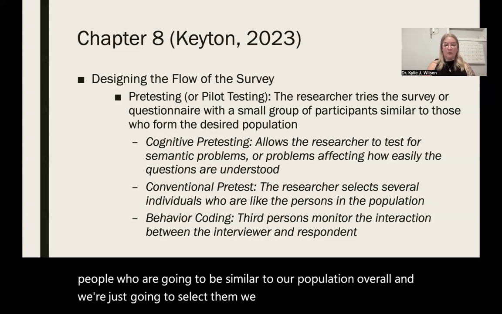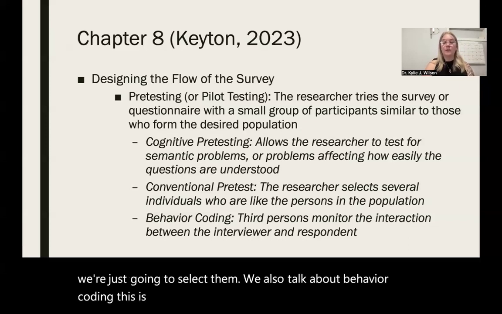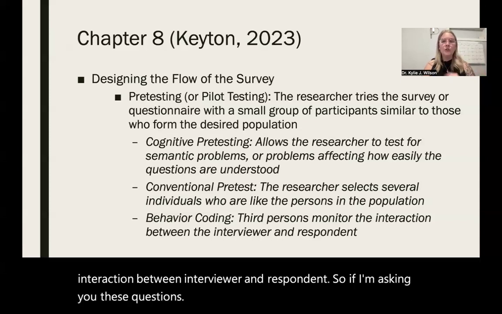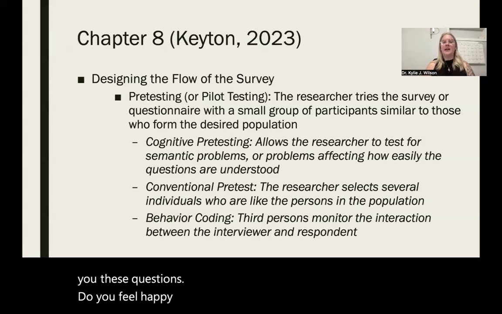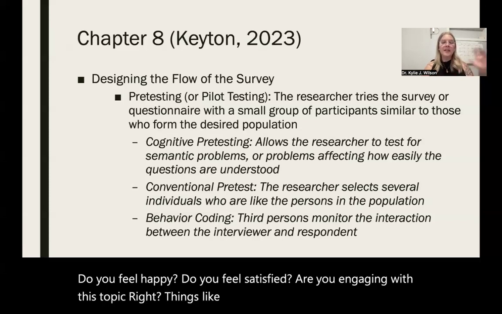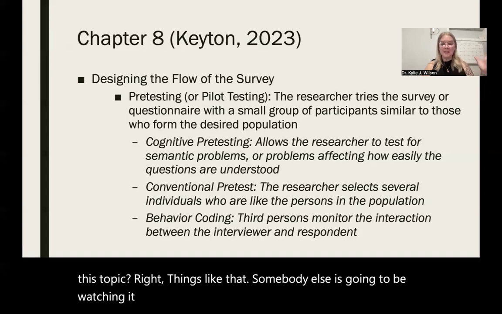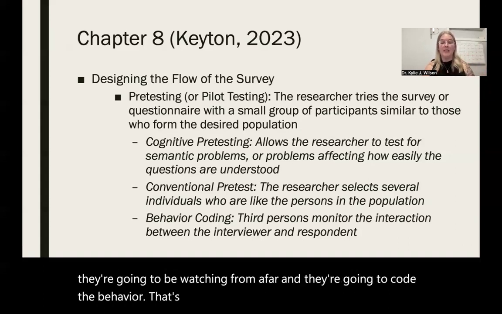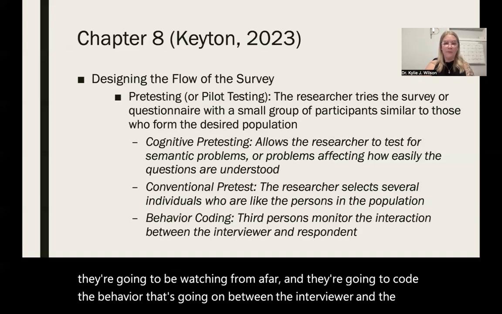We also talk about behavior coding. This is about third persons. They're going to monitor the interaction between interviewer and respondent. So if I'm asking you these questions, do you feel happy? Do you feel satisfied? Are you engaging with this topic, right? Things like that. Somebody else is going to be watching it from a distance, not necessarily a far distance, but they're going to be watching from afar, and they're going to code the behavior that's going on between the interviewer and the respondent. Okay?